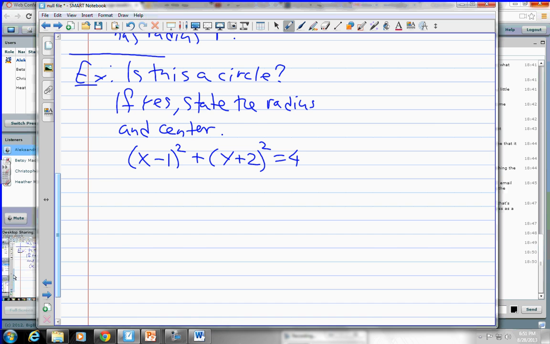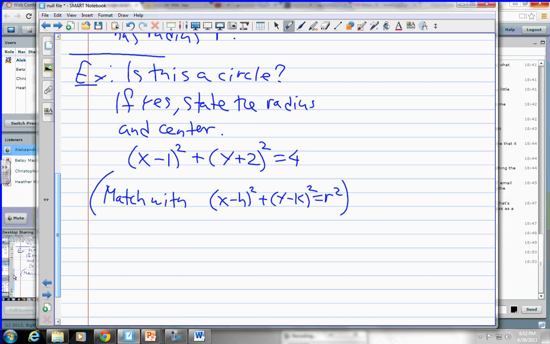And basically all we have to do, we're trying to match with x minus h squared plus y minus k squared equals r squared. So you're just trying to match the equation that I gave you with the equation of the circle. Yeah. There's a circle and radius is 2. That's right. It is a circle. It kind of fits this model.